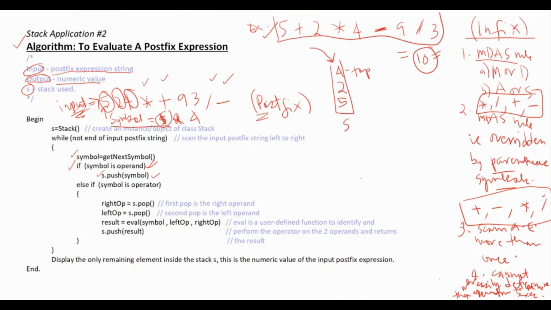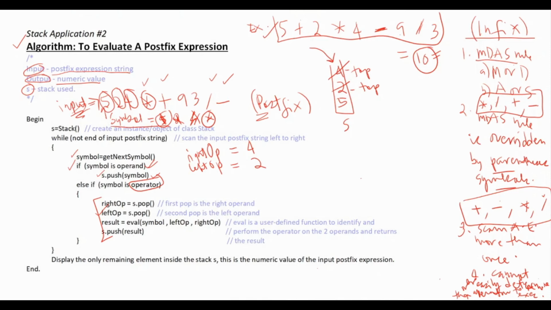Next iteration, the fourth iteration, the symbol is asterisk, or multiplication, and it is an operator, so we perform this part. Right operand is equal to, we pop from the stack, so 4 is removed and the new top is now 2. So we pop 4, so right operand is equal to 4, and then we pop again. Left operand is equal to the second pop, which is 2, and we assign 2 to left operand.